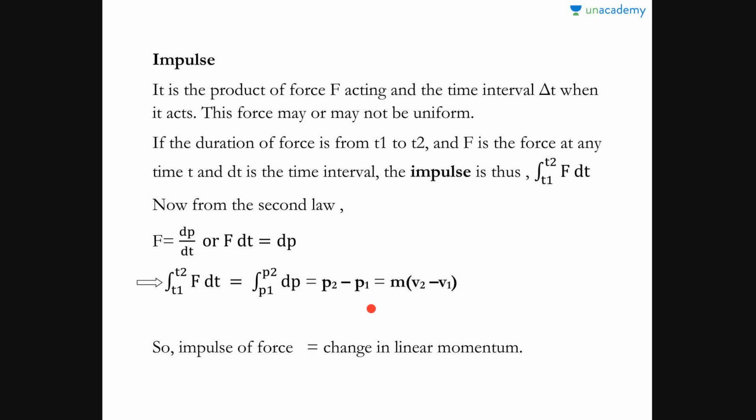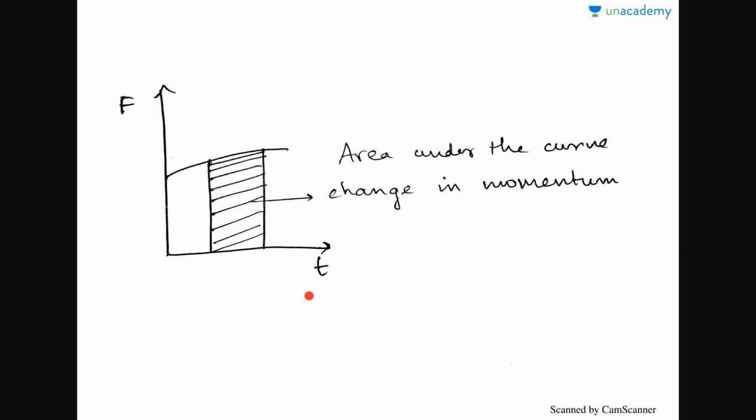Now since the mass is constant here, the velocity is actually changing, so the change in momentum is equal to the product of mass and the difference in velocity. So we can say that impulse of force is equal to the change in linear momentum. From this equation we can also see that F dt is actually the area under the curve if we plot t on the x-axis and F on the y-axis. The area under the curve, for example this area, is actually the impulse, which in turn is the change in momentum.